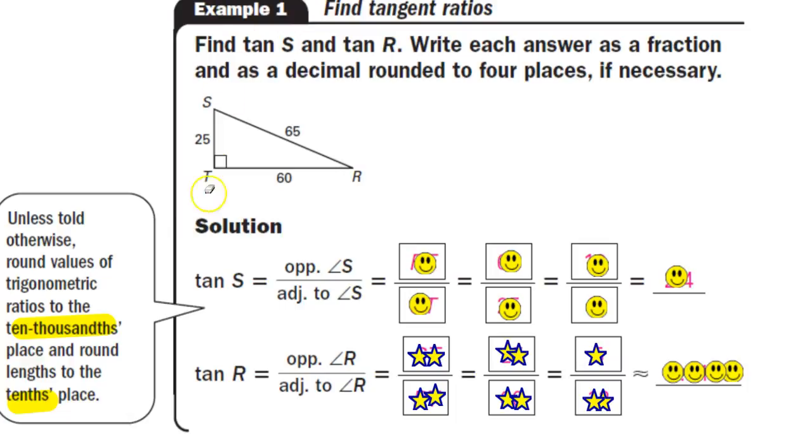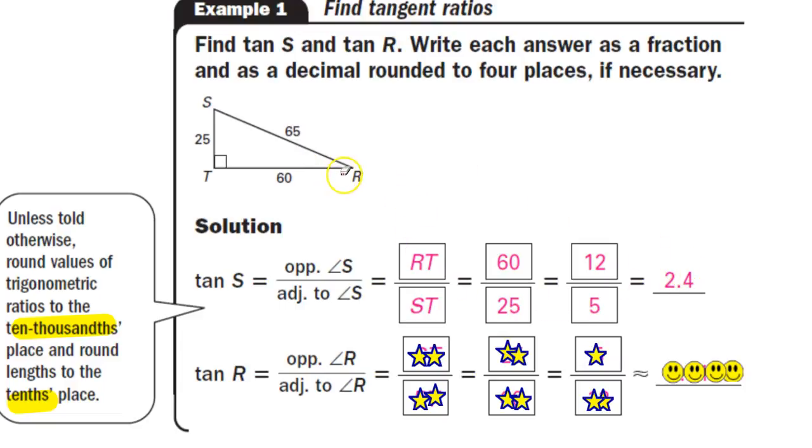So in example 1, we're asked, what is the tangent ratio for angle S? So here's S. We look for the opposite leg length, that would be RT, or 60, and the adjacent leg length, which would be ST, 25. Notice 60 over 25 can be reduced to 12 over 5, and 12 divided by 5 is 2.4. We don't have to round to the 10,000ths place in this instance, because the value ends at the tenths place. So the tangent ratio for angle S has a value of 2.4.